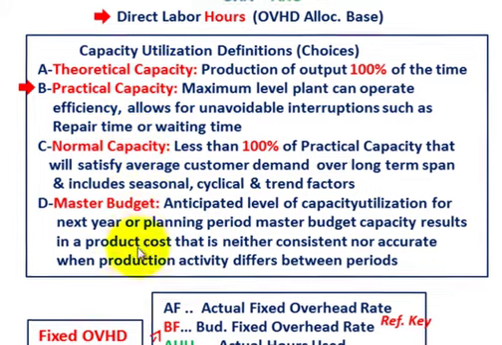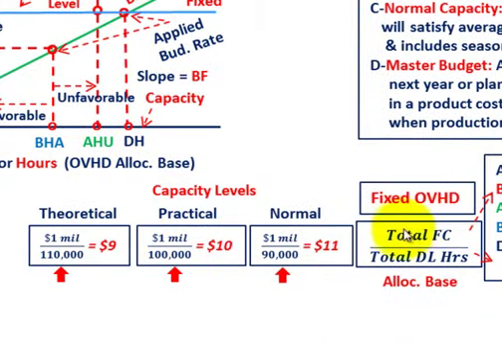but we're going to be looking at our theoretical, our practical, and our normal capacity in our calculations. Okay, so going back to our little equation, where we take our total fixed cost and divide it by our total direct labor hours, that's our allocation basis we're using for our fixed overhead rate. Okay, so let's look at what we'd be looking at.